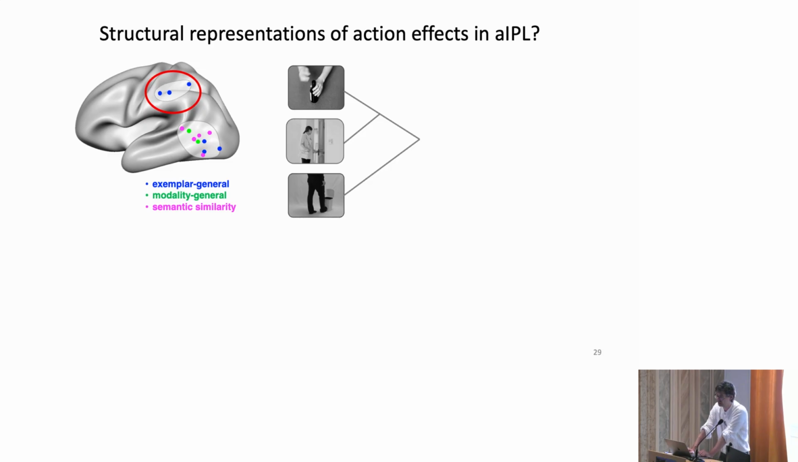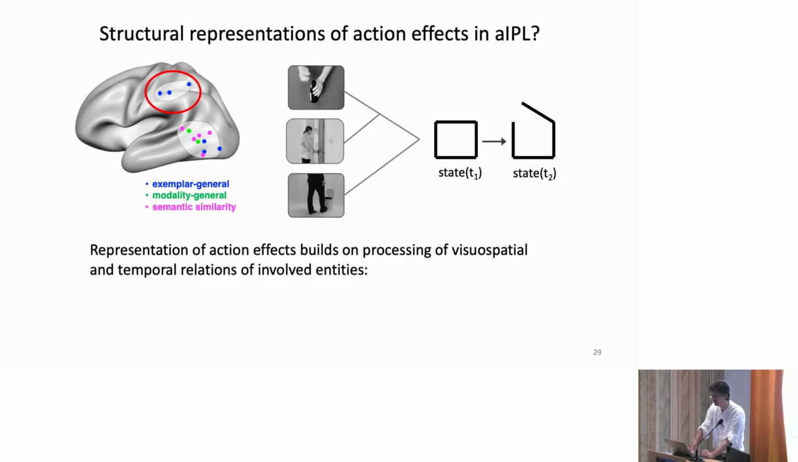But AIPL does not meet the other key criteria for conceptual representation. So how can we explain this remarkable representational profile? Well, what all of these actions have in common is the core structure of the effect that is induced by the action, namely how an object changes its state from closed to open. Now, the recognition of this state builds on processing of visuospatial and temporal relations. So importantly, how do entities or entity parts, for example, the door and the door frame, spatially relate to each other, and how do these spatial relations change over time?